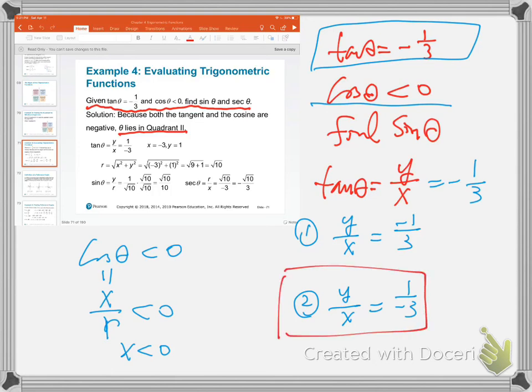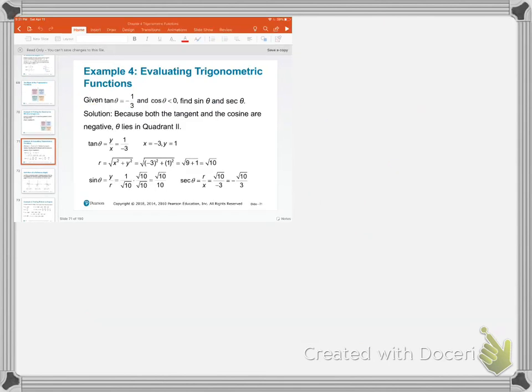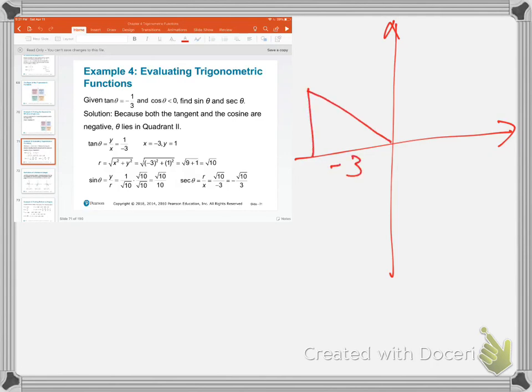Okay, so what's the point P, this x comma y? P is -3 and 1. So we know it's in the second quadrant now, and we can draw the picture. Okay, so we know this is -3, this is 1.